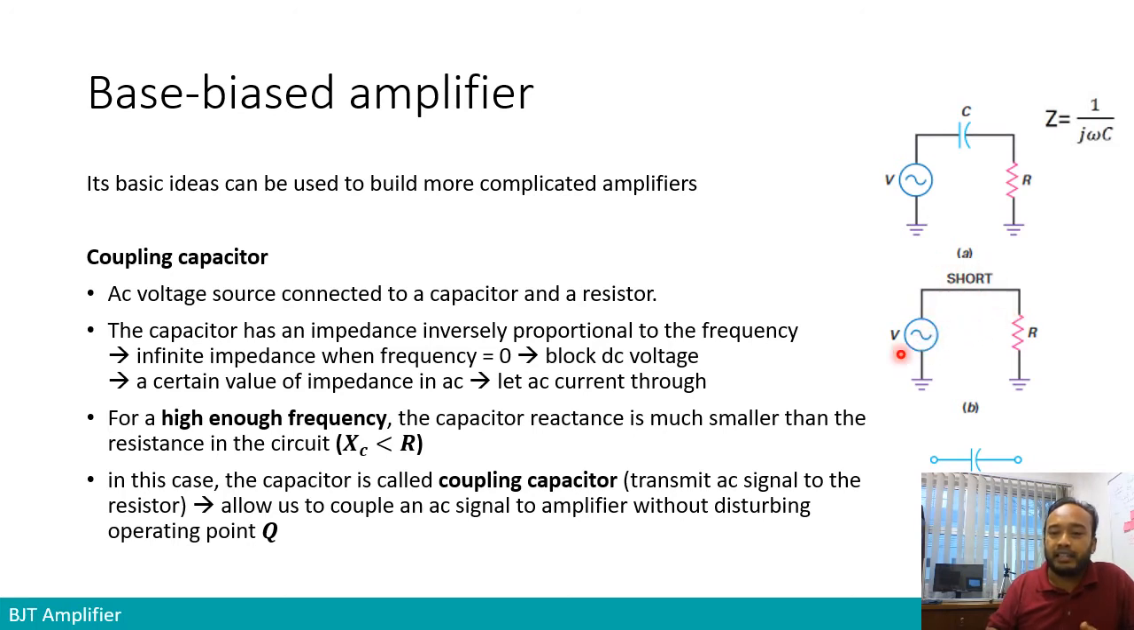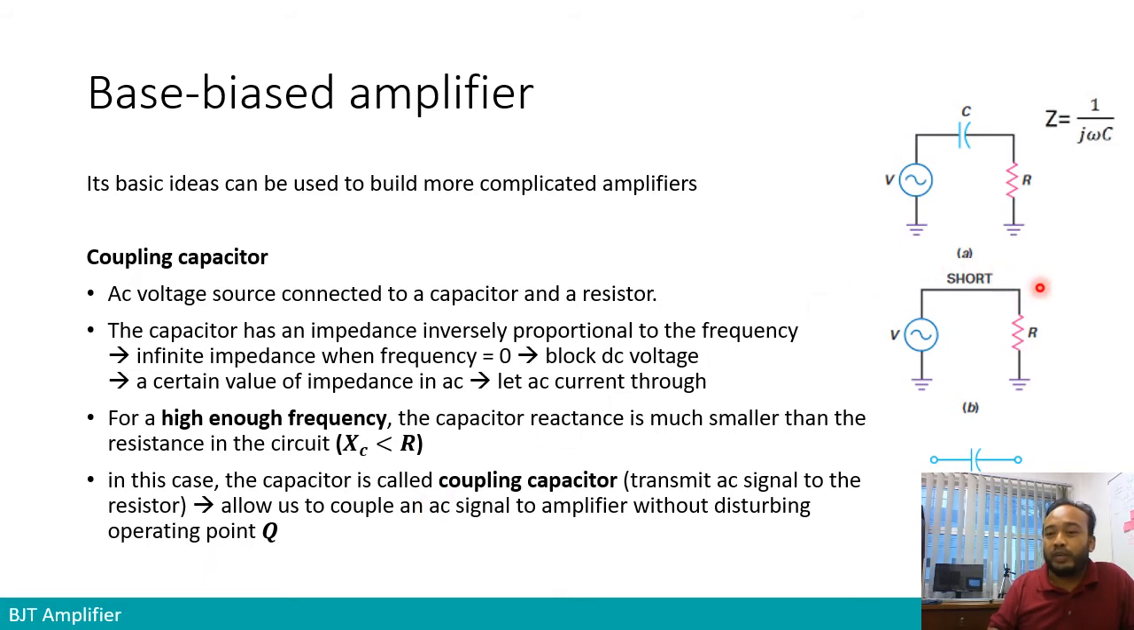So in high frequency, with an AC voltage input, we call this capacitor a coupling capacitor. What is the purpose of a coupling capacitor? The purpose of a coupling capacitor is basically to transmit the AC signal to the resistor. So now all the AC signal is transmitted to the resistor. It allows us to couple an AC signal to an amplifier without disturbing the operating point Q.